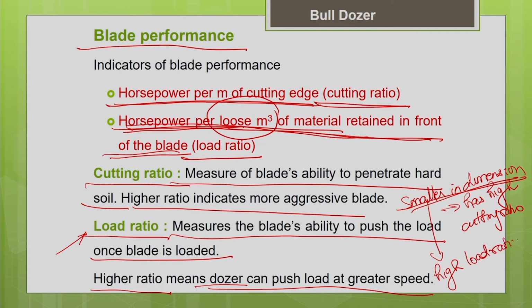So, it not only has a high cutting ratio, it also has a high load ratio. The smaller the dimension, the more concentration of power there will be per loose meter cube of material retained in front of the blade. So, those blades can easily push the soil at a greater speed. This is how we assess the performance of the blade.